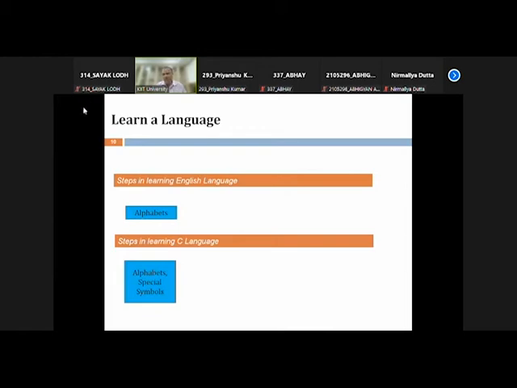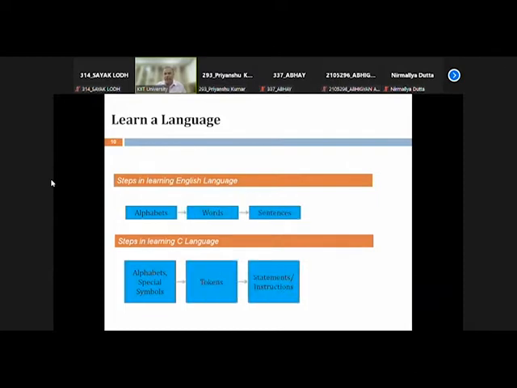As we start writing programs, I told you we learn a programming language the way we have studied our common language, our mother tongue, English, Odia, or Hindi. We started learning alphabets, tokens, sentences.